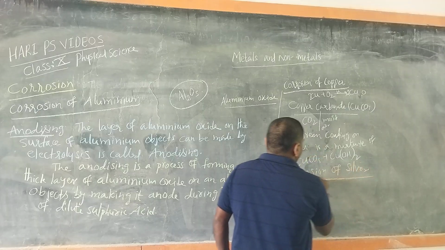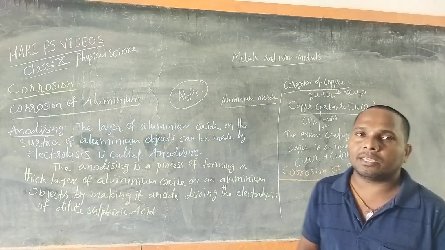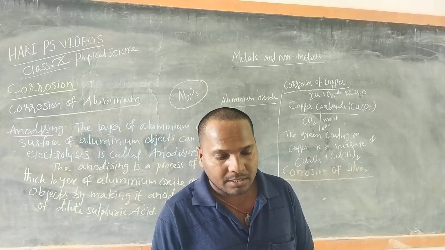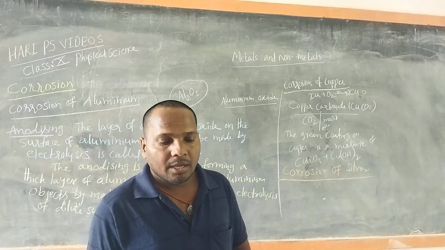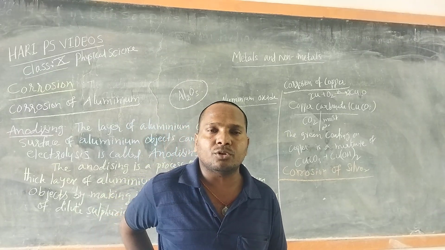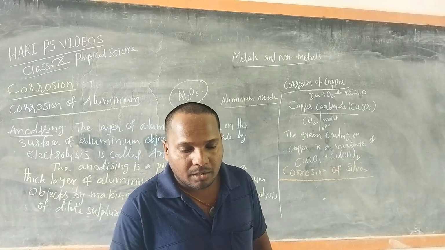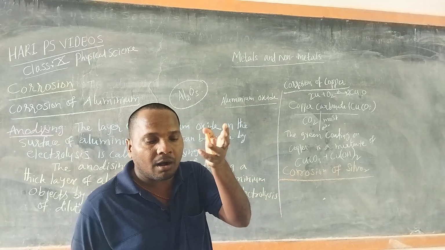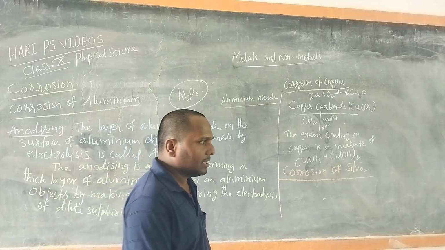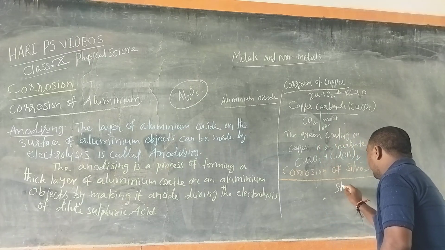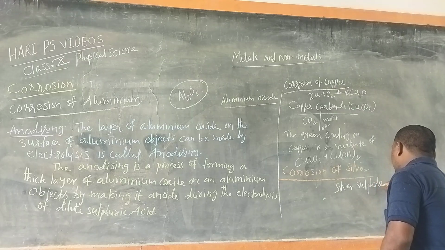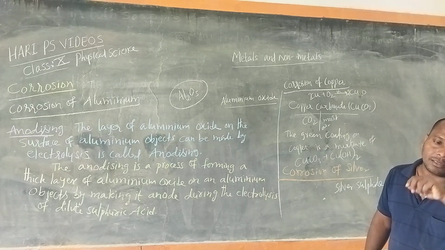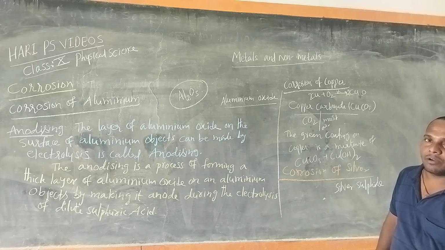Then coming to corrosion of silver. Silver also corrodes. Silver objects like currency coins, jewelry, silverware such as silver utensils and decorative articles have a very bright surface and resist corrosion. But silver ornaments gradually turn black due to the formation of a thin layer of silver sulfide, Ag2S, on the silver objects.